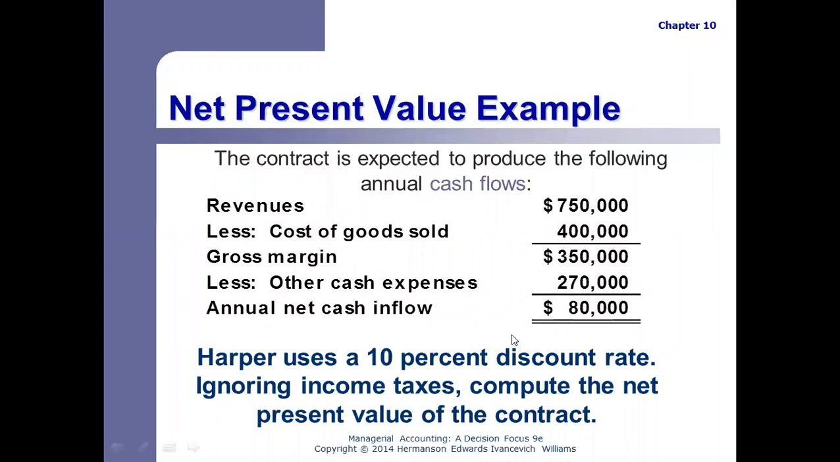Okay, so here's the details of the contract. They're going to get $750,000 revenue from this company, but it's going to cost $400,000 for the materials and the parts to make the product that they're going to be selling to this other company. So the bottom line is they're going to get $80,000 of cash inflow every year. This company uses a 10% discount rate or cost of capital. So they want to make at least 10% on all their investments. And it says ignore income taxes.